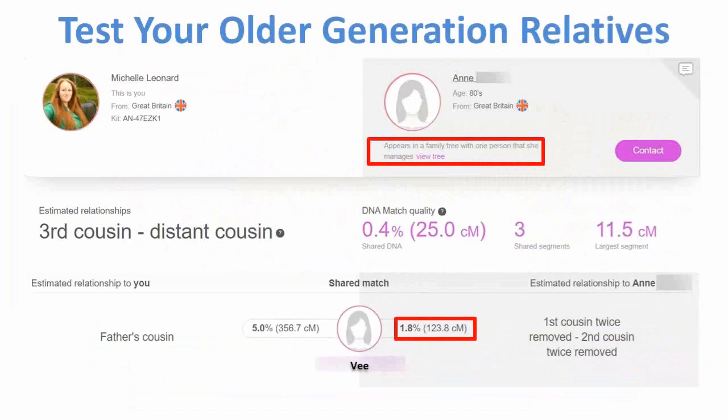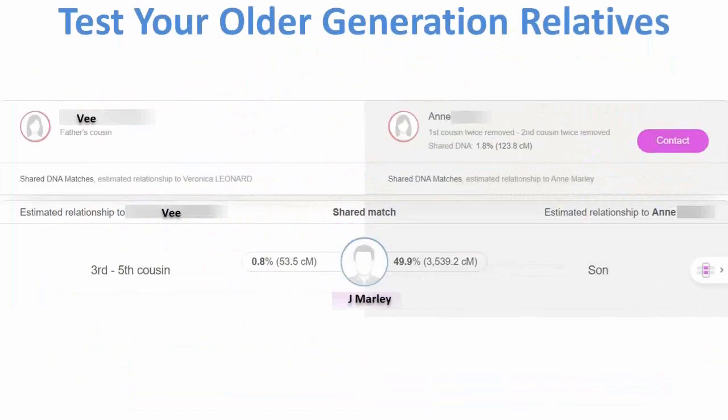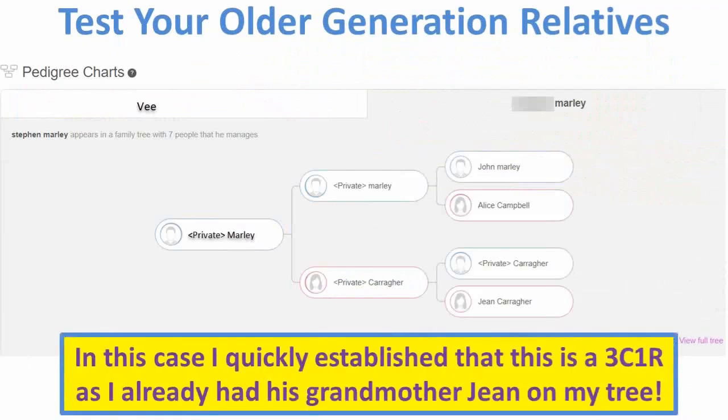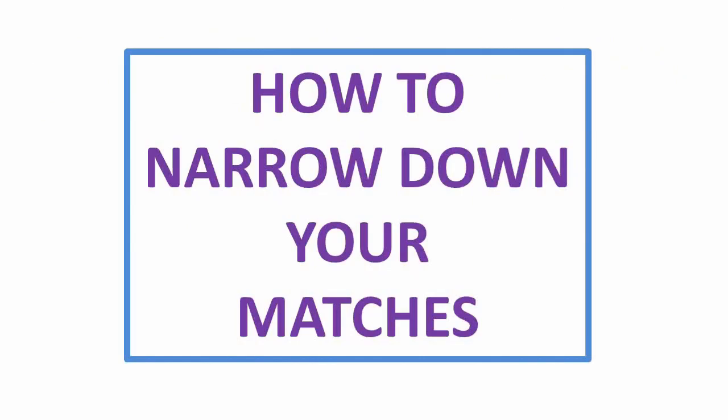Now, she only has a tree of 1 person, so that's a problem. However, when I look at the shared matches with V, I find Anne's son, J. Marley, on there. And he has a much larger tree of 7 people. But that was enough for me to solve this case because I quickly established that I had his grandmother, Jean Carragher, already on my tree, and he's my 3rd cousin once removed. Just like that, from testing an older relative.